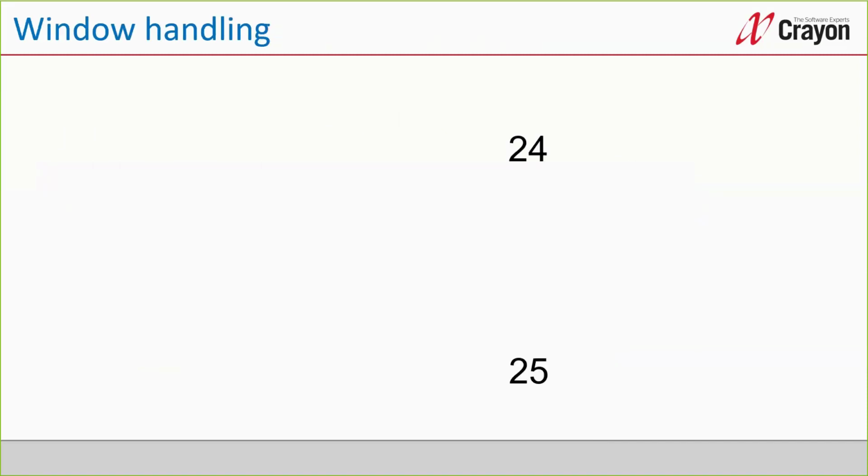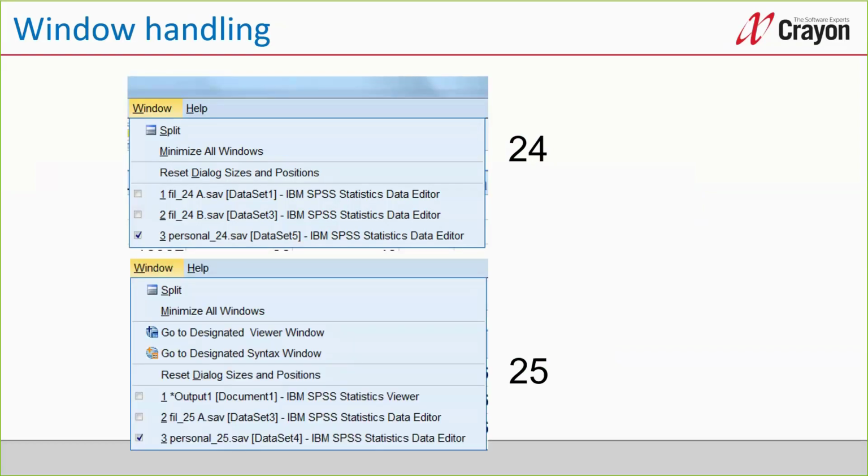And then we have some improvement in the window handling. If we compare the differences between 24 and 25, you can see that they added this. So you can go directly to the activated viewer, where you have all the results, or the syntax window that you are currently working with. Especially if you are working with more than one at the same time. So that's a very effective way to go to the window.